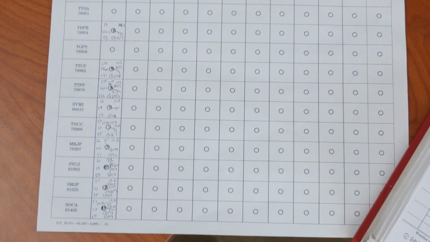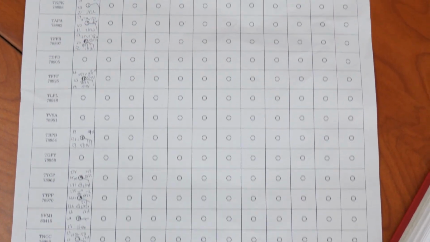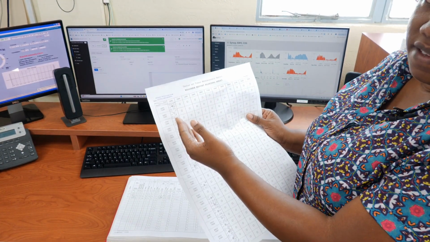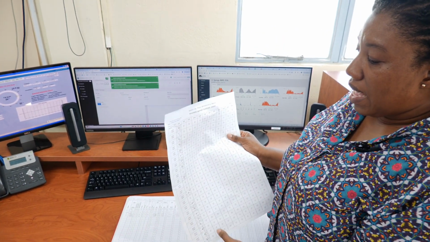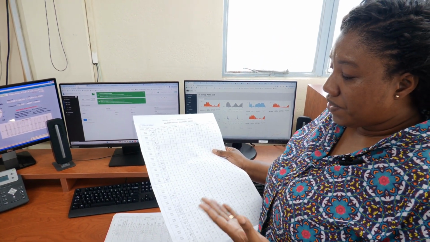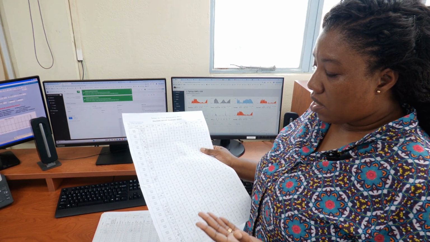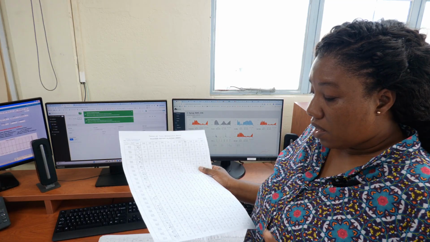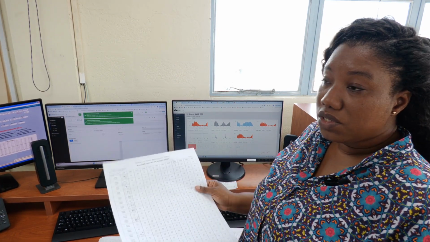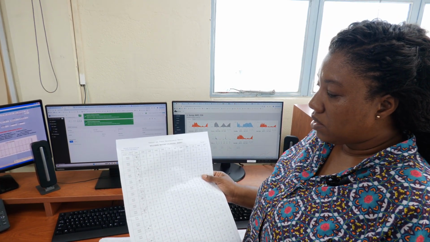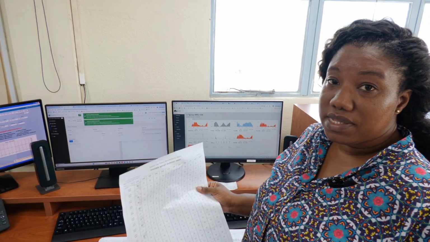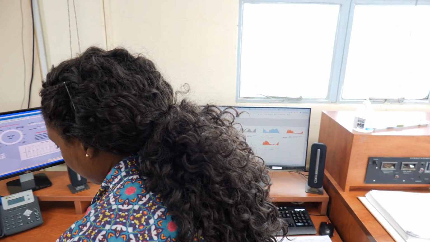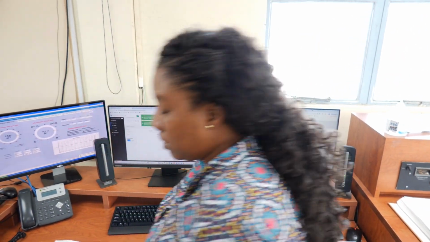The forecasters will usually use this to have a glimpse of what is going on in the region. So here we have stations from JFK, New York, Miami, Canada. We have Puerto Rico, different Caribbean stations, Dominica, Grenada. We also have some to the south of us. We have Guyana, and so on. So just with this data, the forecaster is able to get a glimpse of what is happening in the region at the time. And we plot these every hour.